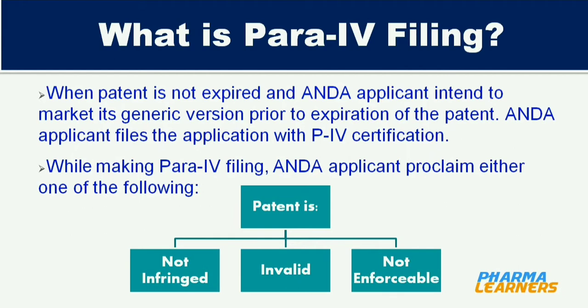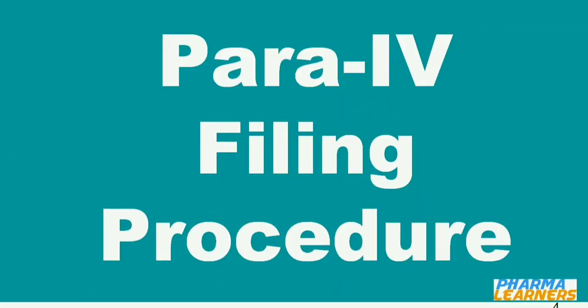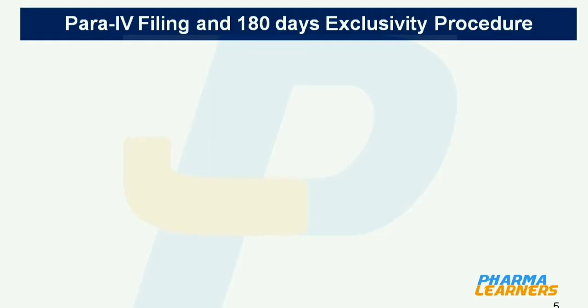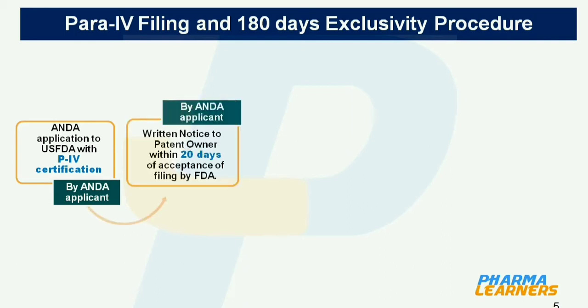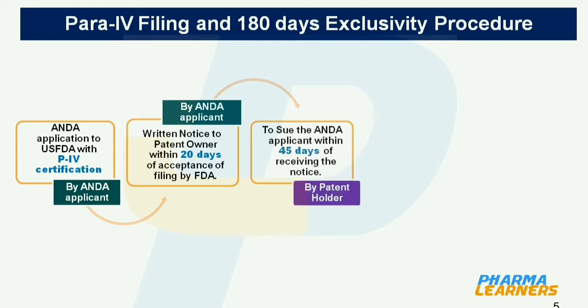Now let me tell you about the procedure of Para 4 filing. First, the generic company submits the ANDA application to FDA with Para 4 certification. Next step is, the ANDA applicant has to send written notice to the patent owner within 20 days of acceptance of filing by FDA.